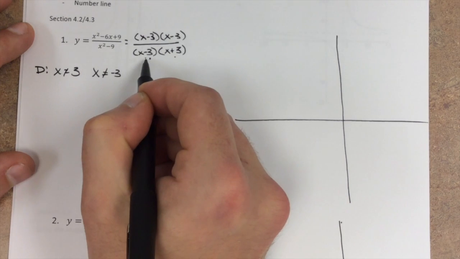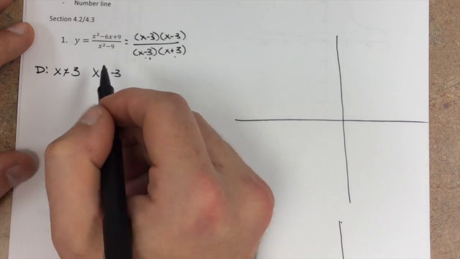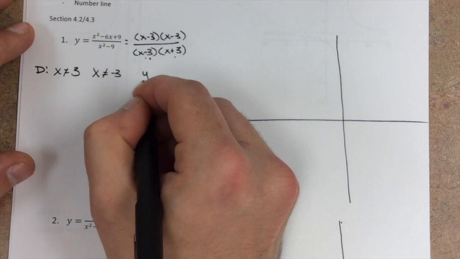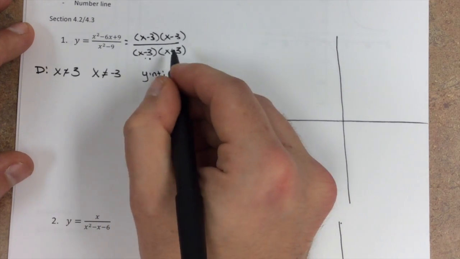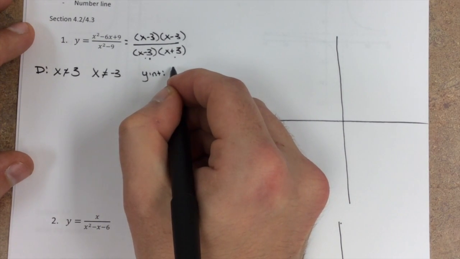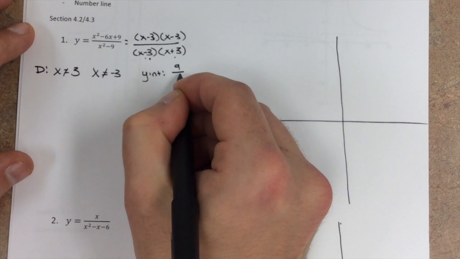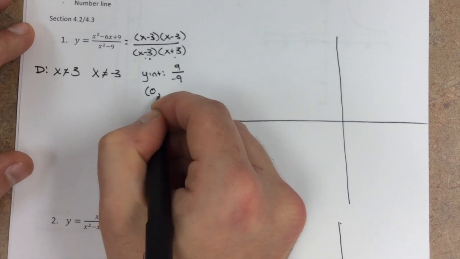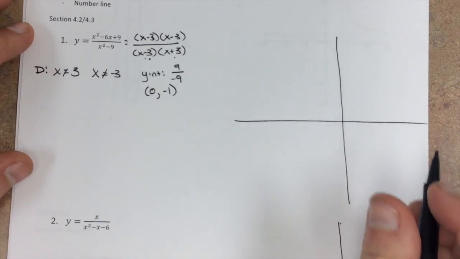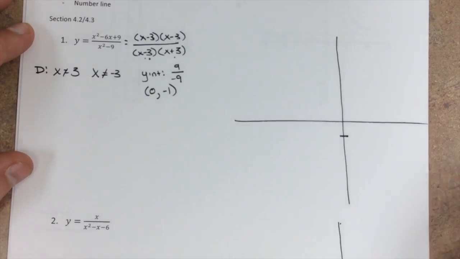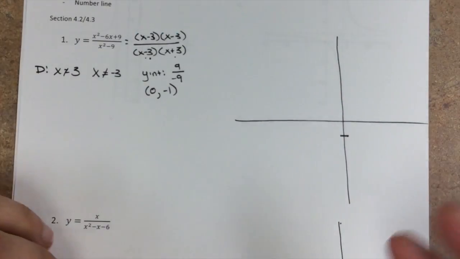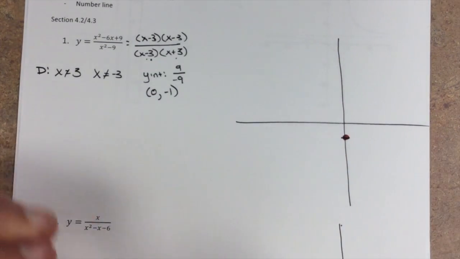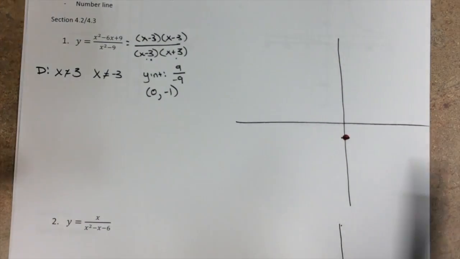What makes the denominator 0? Well, since we didn't write that x cannot be 0, I can find my y-intercept. If I plug in 0, I get 9 over negative 9. So my y-intercept is at 0, negative 1. I'm going to go over to my graph and plot that point. All right. Already found one thing.